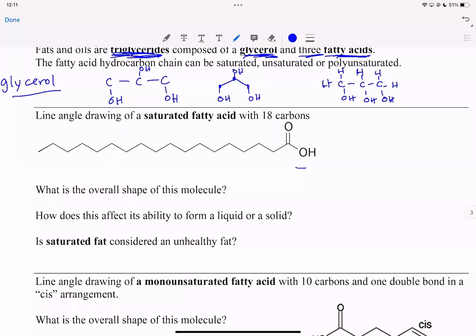And so we can count this. There's going to be 1, 2, 3, 4, 5, 6, 7, 8, 9, 10, 11, 12, 13, 14, 15, 16, 17, 18 carbons. That's 18 carbons total. And then this group, which is called the COOH group, that's called the carboxylic acid group.